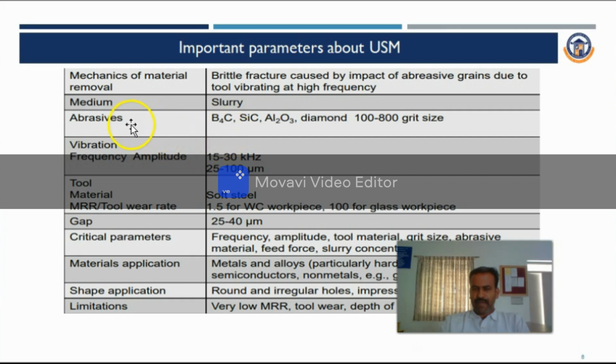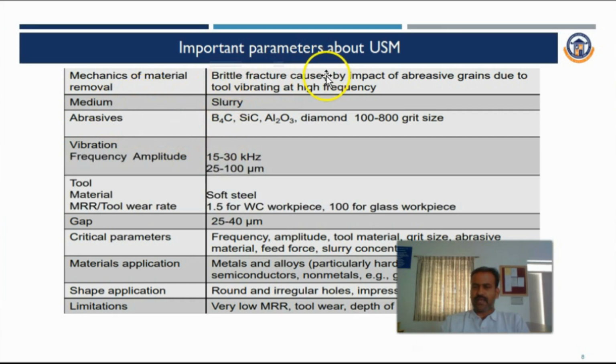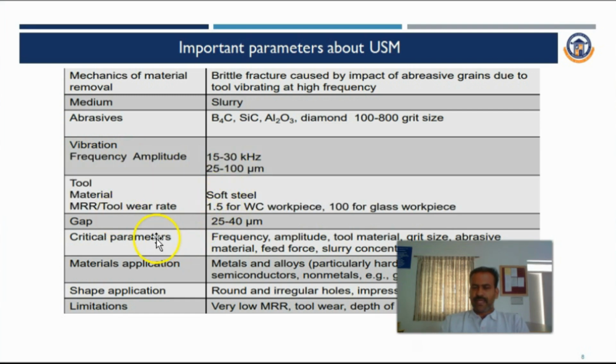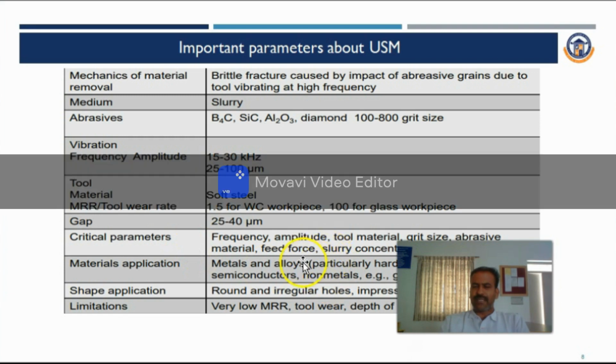The mechanism of material removal is brittle fracture caused by the impact of abrasive grains due to the tool vibrating at high frequency. The medium is abrasive slurry, with abrasives such as silica, aluminum oxide, diamond. The grit size is 100 to 800. The vibration frequency is 15 to 30 kHz. The tool material is soft steel. The gap is 25 to 40 micrometers. The critical parameters are frequency, amplitude, tool material and grit size. Based upon these parameters, we remove the excess material from the workpiece.